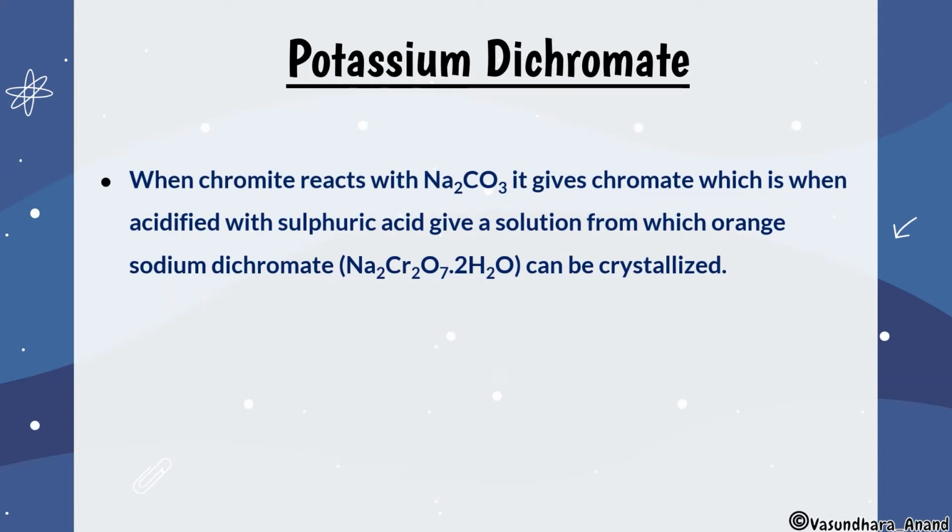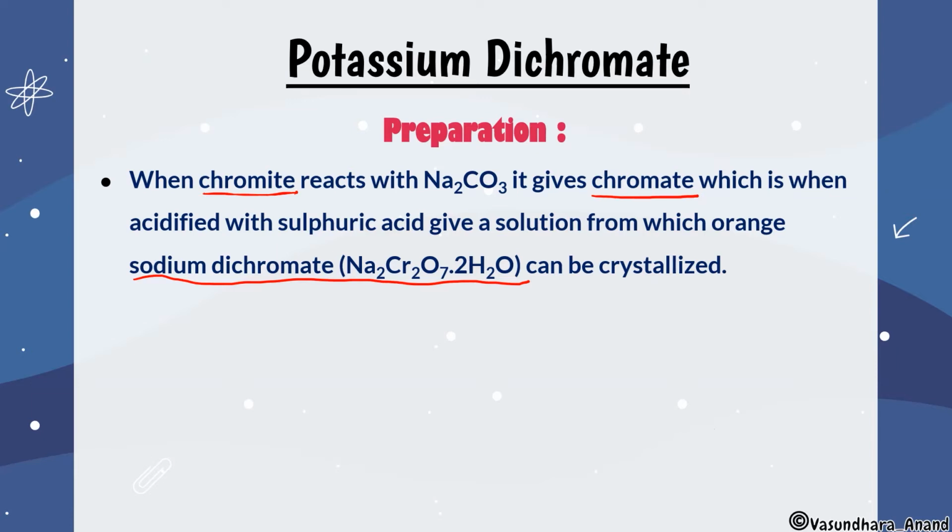Let's talk about the preparation of potassium dichromate. When chromite reacts with sodium carbonate, it gives chromate, which, when acidified with sulfuric acid, gives a solution from which orange sodium dichromate can be crystallized. First, you have to learn this: chromite will convert into chromate, and then chromate will convert into sodium dichromate, and then sodium dichromate will convert into potassium dichromate. Got it? So this includes 3 steps for the preparation of potassium dichromate.